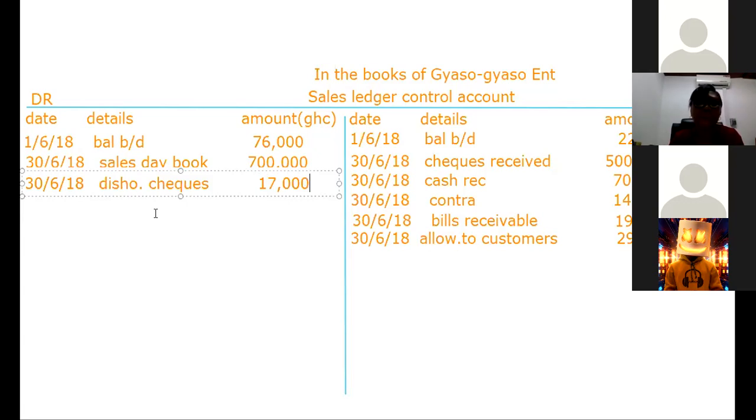Provision for discount. It won't come in. Who said that? Good. Why won't it come in? Madam, it's coming. It won't come in. Madam, it's a provision. Provisions are not in the sales ledger control account. And now it's as a result of discount allowed to debtors.